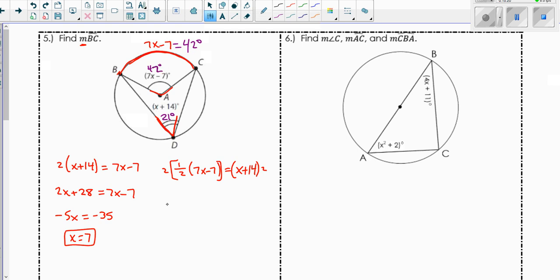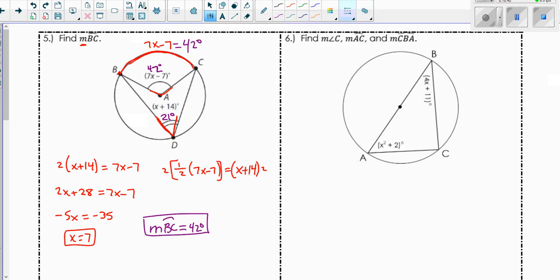So find the measure of arc BC. We should be actually stating our answers, not just leaving them on a diagram. So measure of arc BC equals 42 degrees, and then circle, underline your answer. Okay? Let's try it again.